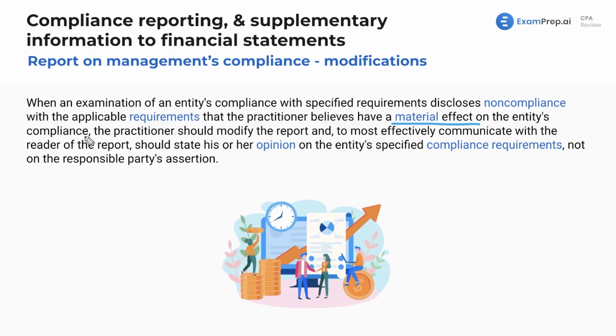What are we going to do here? Well, they should modify the report and to most effectively communicate with the reader of the report, usually the bank or the government agency, should state his or her opinion on the entity's specified compliance requirements, not on the responsible party's assertion. That is what we're going to do. Let's dive into more topics on the modification of that opinion.